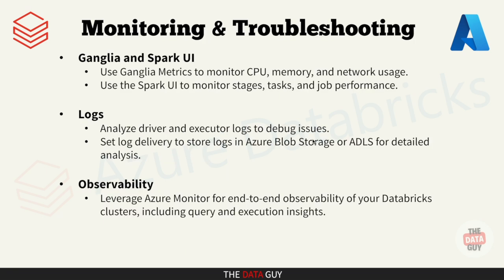Next one is monitoring and troubleshooting. Ganglia is your go-to tool for monitoring resource usage. It provides detailed metrics on CPU, memory, and network usage, helping you identify performance bottlenecks at a high level. On the other hand, the Spark UI is ideal for tracking the performance of individual jobs and tasks. You can drill down into stages, tasks, and job execution details. Keep an eye out for red flags like skewed partitions or long task execution times. This often points to areas that need optimization.